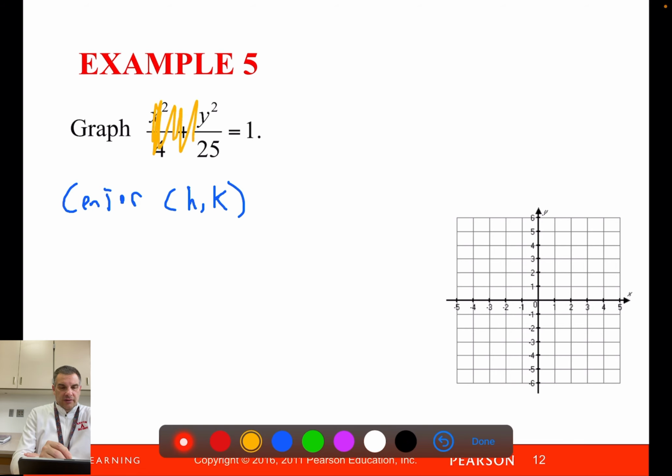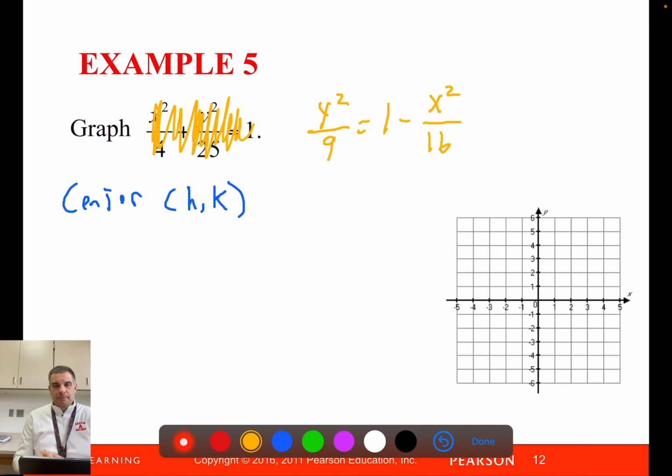Okay, so let's look at another one. Let's go ahead and graph y squared over 9 equals 1 minus x squared over 16. Okay, so the first thing I want to do with this one is get it into the correct form. In the correct form, it's equal to 1.